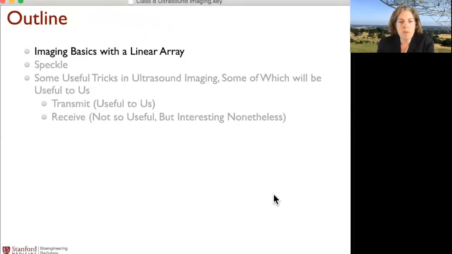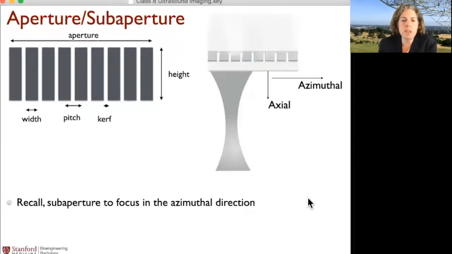So let's get started about imaging basics, and I'll start out with a linear array, and a little bit later I'll talk about the phased array. We talked about this last time when we talked about arrays: you have an overall aperture, and there's some number of elements, they have some width associated with them, and then the distance between the elements is the pitch. There's some height associated with them.